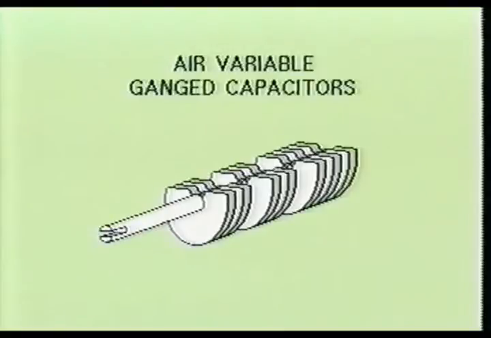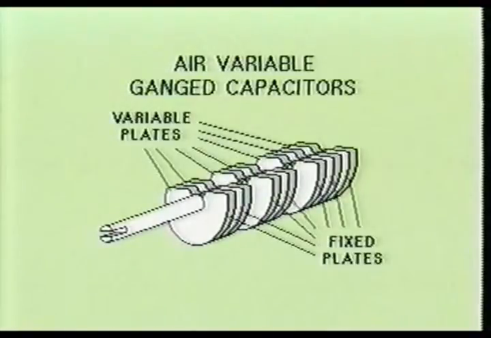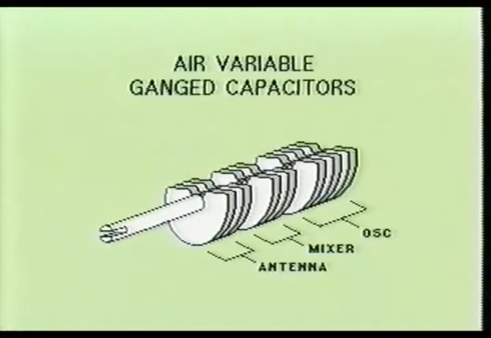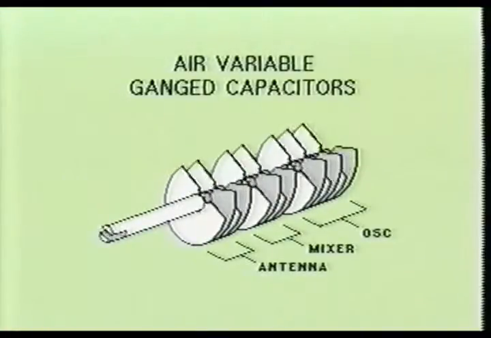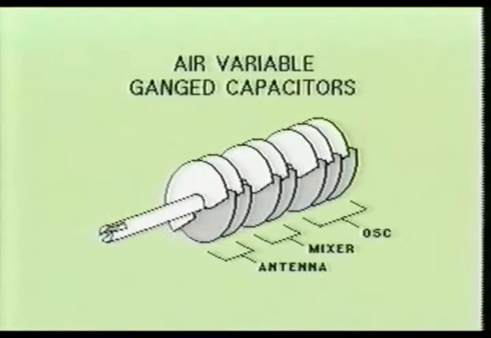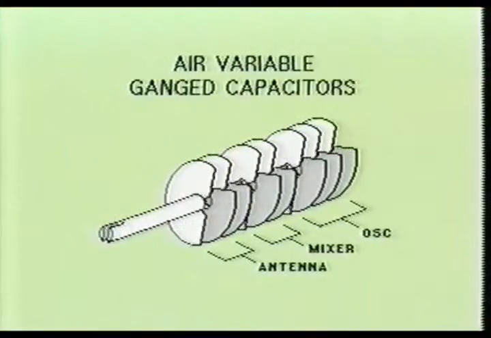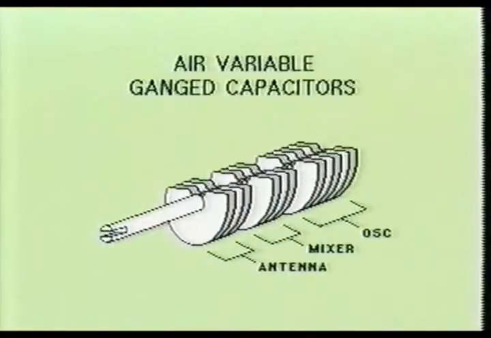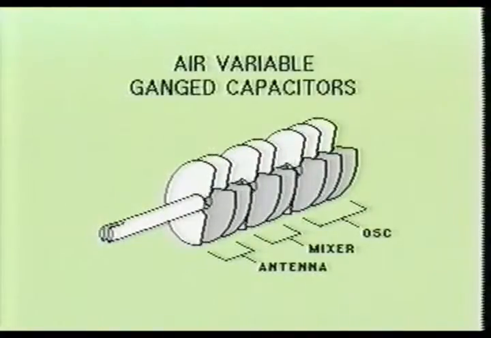The mechanical UHF tuners generally used air variable capacitors to perform the task of tuning. The air variable capacitors would have one or more rotating plates for each tuned section of the tuner, and one or more fixed plates for each one of the rotating plates. As the shaft was rotated, the plate area of the capacitors would change in value, thereby changing the operating frequency of the stage the capacitor was connected to.